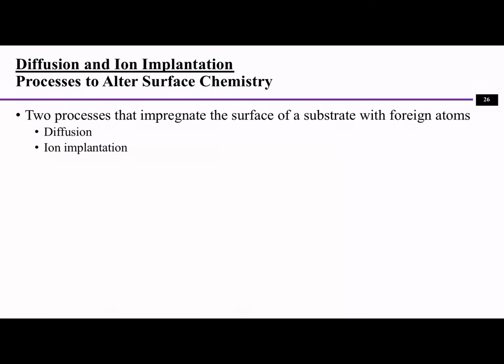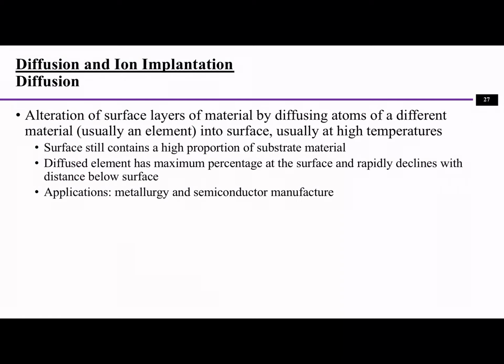All right. Another type of process is to impregnate foreign items into the surface of a substrate. So it includes diffusion and also ion implantation. First, let's look at diffusion. Diffusion is a process that alters the surface layers of the material by diffusing atoms of a different material, usually an element, into the surface. Usually it's at really high temperatures.